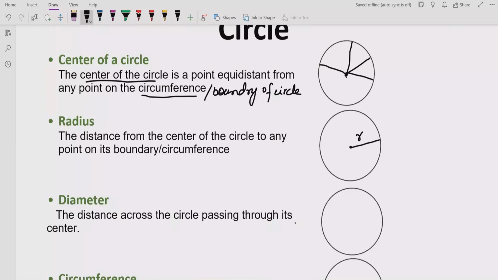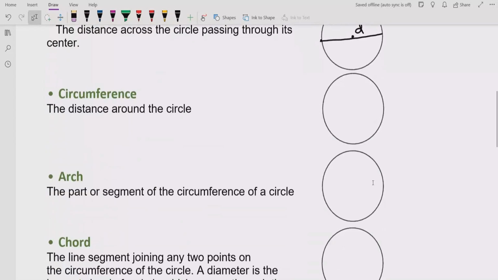Now let's talk about the diameter. The diameter is a distance across a circle passing through its center. This is the center of the circle, and a line is drawn which passes through the center and ends at another point on the boundary. We call this the diameter, and we denote the diameter with the symbol small d.